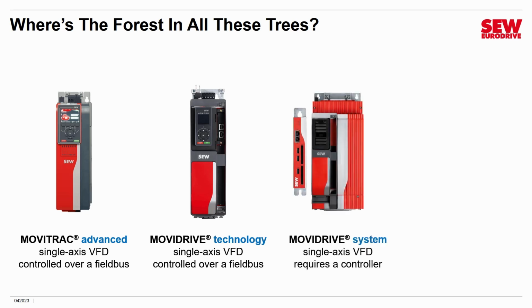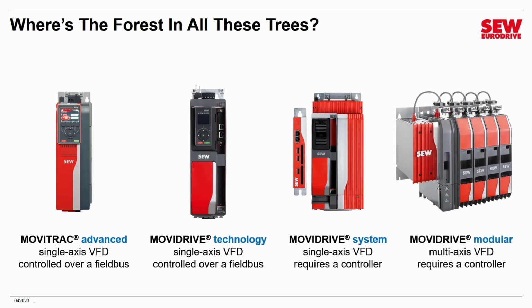Then there's something called MOVI-Drive System, which is also a single-axis VFD. In fact, it comes in exactly the same sizes as MOVI-Drive Technology. I'm showing you a picture of a bigger one, but there are many similarities to the hardware. But it can do more because it usually requires an external controller. That's a digital controller, almost like a small PLC. And what it does is it controls that VFD and it extends its power enormously. So MOVI-Drive System, again, is a step up in power for those even more demanding applications.